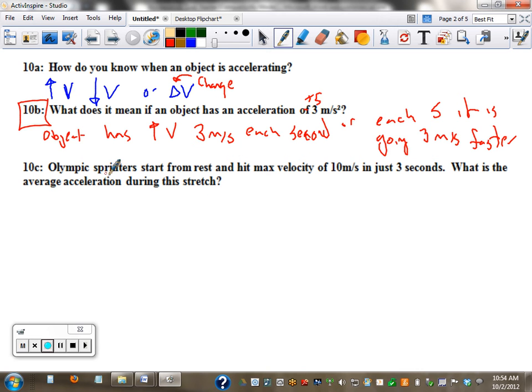Last one is an Olympic sprinter starts from rest. It's a max velocity, so it starts from rest. That means, let's do this in green, that means velocity initial equals 0. It's a max velocity of 10 meters per second in just 3 seconds. What is the average acceleration? So we need to solve for acceleration.